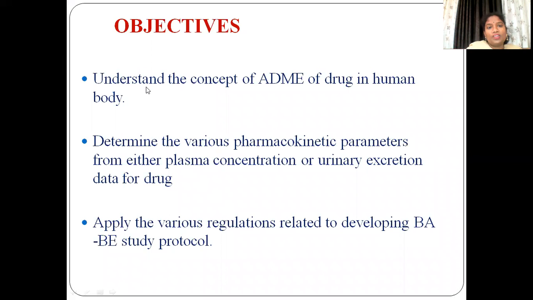So what is the main goal of this subject? The student will understand the concepts of ADME of the drug in the body. Not only that, to determine the various pharmacokinetic parameters from plasma concentration or urinary concentration data. That means by drawing the blood, that is the plasma, and the urinary samples, we determine how the drug is moving through various parts of the body, which students will understand.